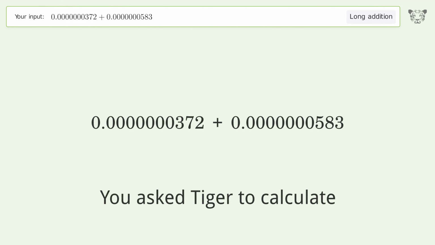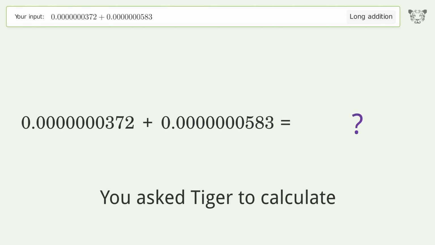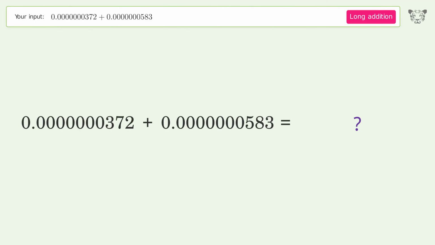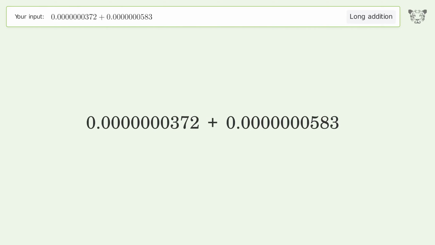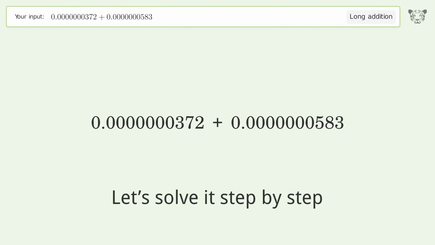You ask Tiger to calculate. This deals with long addition. The final result is 0.0000000955. Let's solve it step by step.